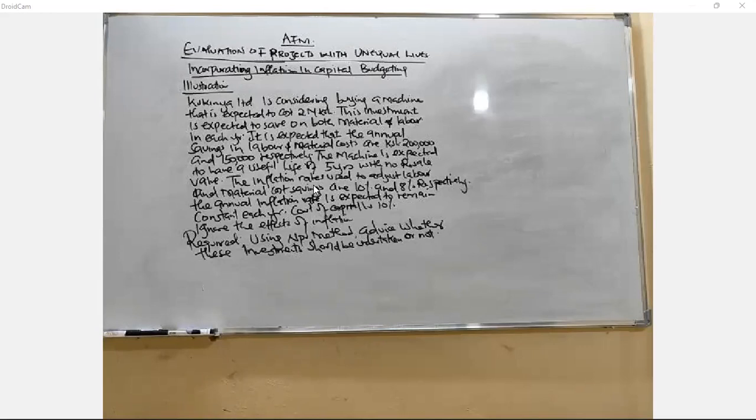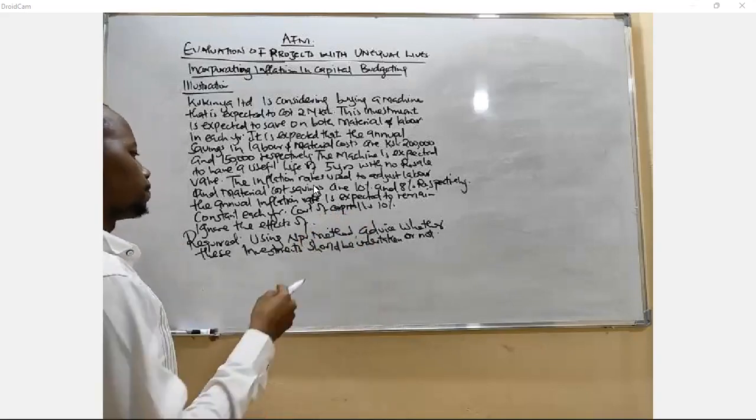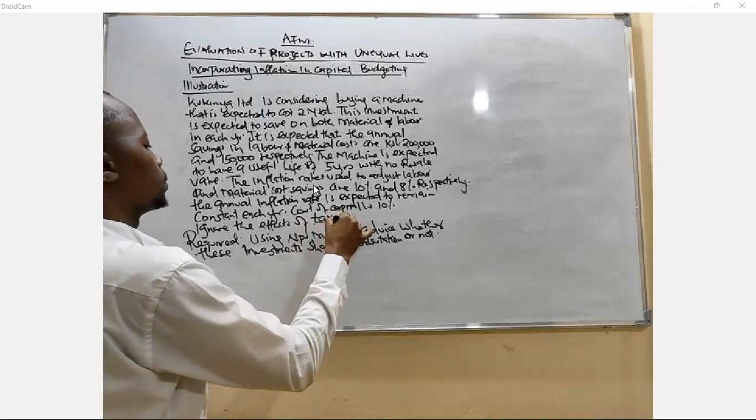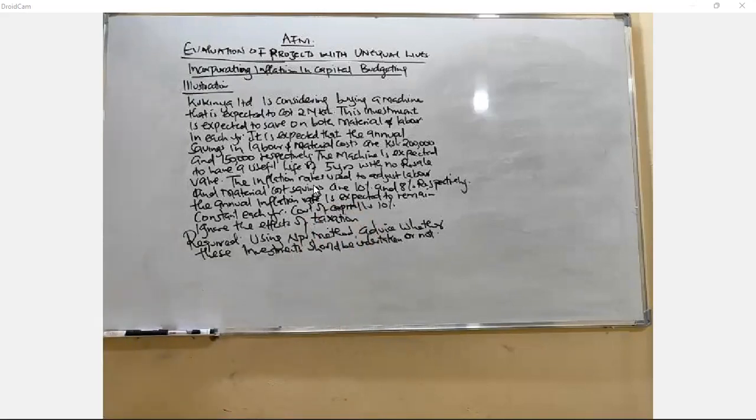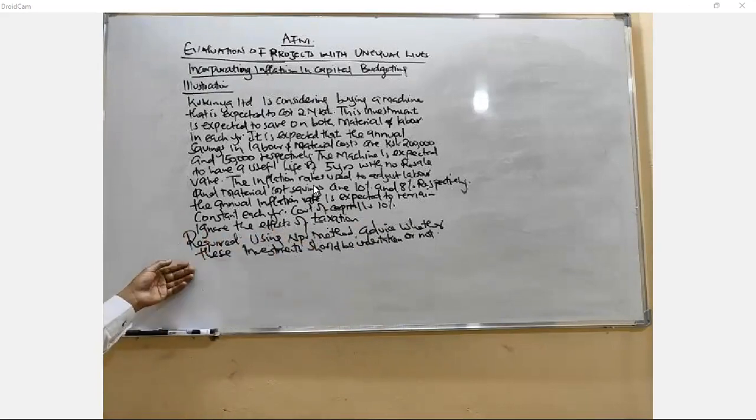We are told that the annual inflation rate is expected to remain constant each year. The cost of capital is already provided in the question, which is 10%. We are told to ignore the effects of taxation. Required: using the NPV method, advise Kukinya Limited whether to undertake the investment or not.